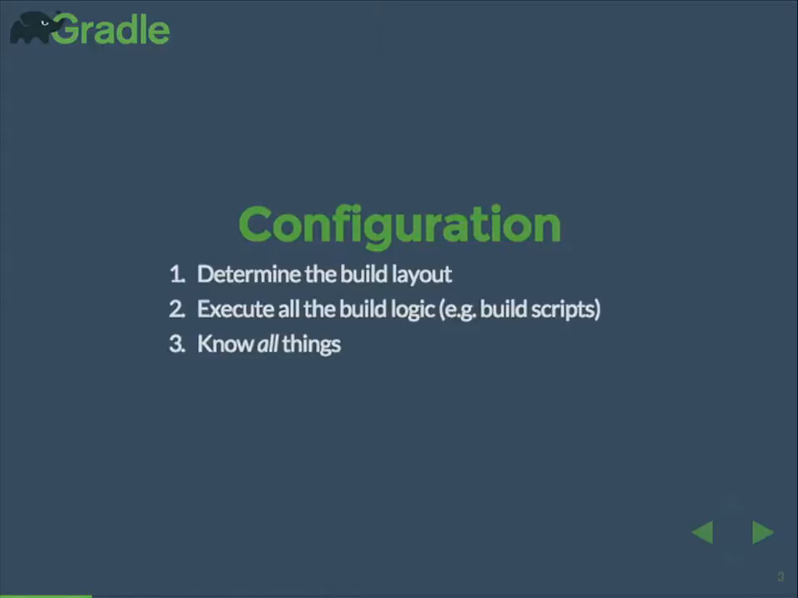So the configuration roughly looks like this. It starts up, looks around: what's the build layout, where are my build scripts, how many projects do I have, etc. Then we go and execute all the build logic. Everything we find, we just execute it like it's code, because it is. At the end of that, we know all the things. That's an important thing. We know everything that we could possibly now do with this build.